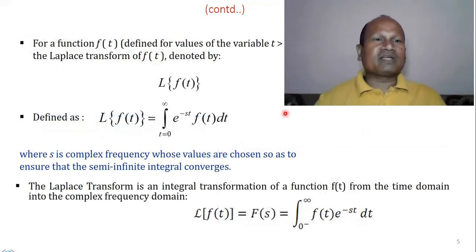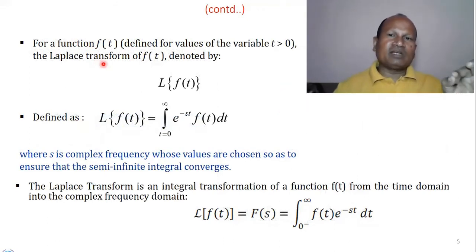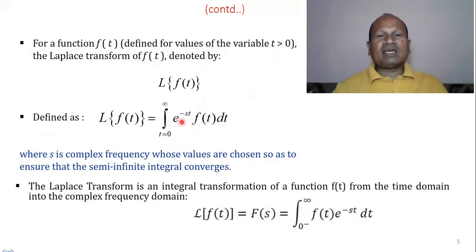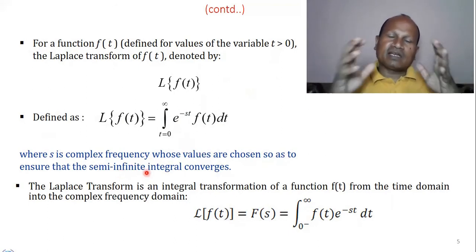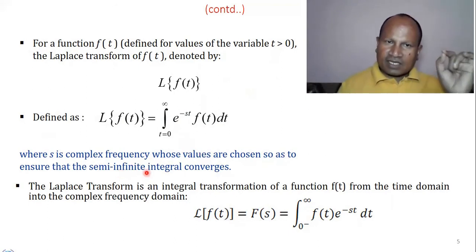So let's discuss further. If a function f(t) is given that is defined for t greater than 0, we can compute the Laplace transform, and the operator is denoted by L. So L of f(t), which is written as F(s), is computed as the integral from t equals 0 to infinity of f(t) e to the power minus st dt, where small s, present in the operator, is a complex frequency whose values are selected in such a manner that the semi-infinite integral converges. What is important, again, is the convergence.